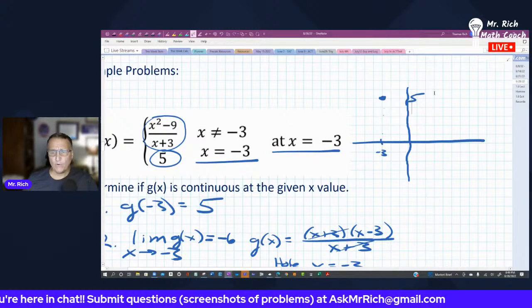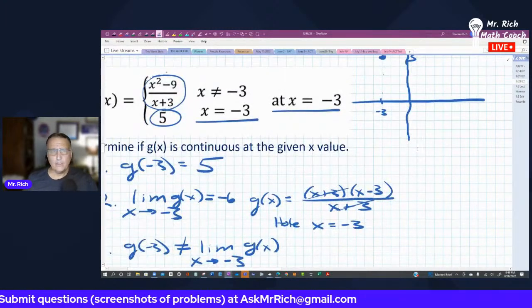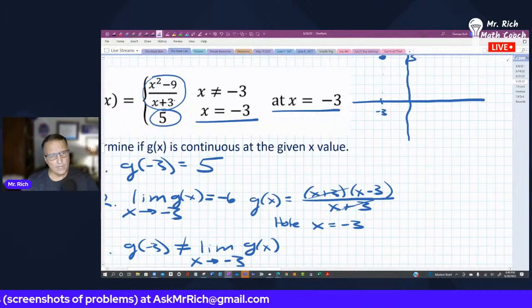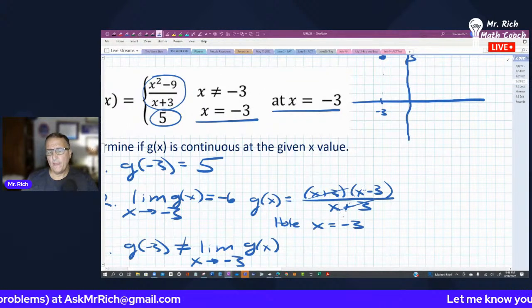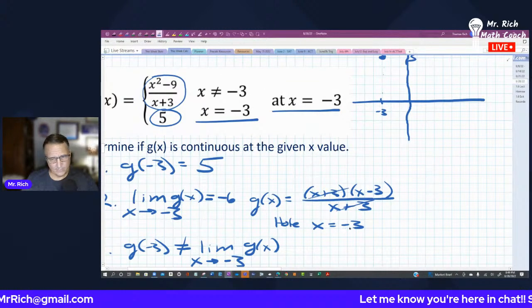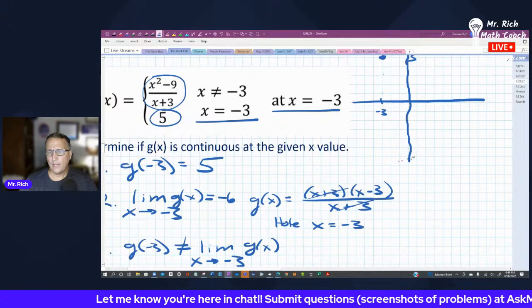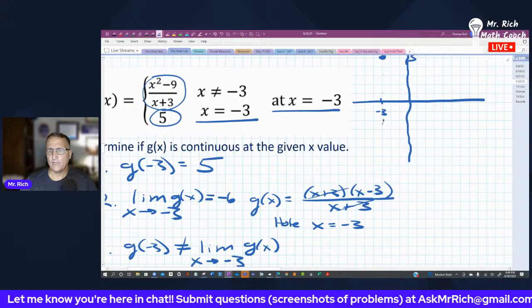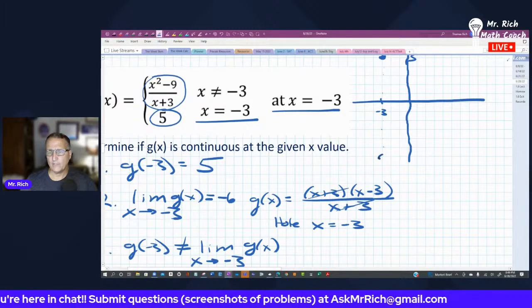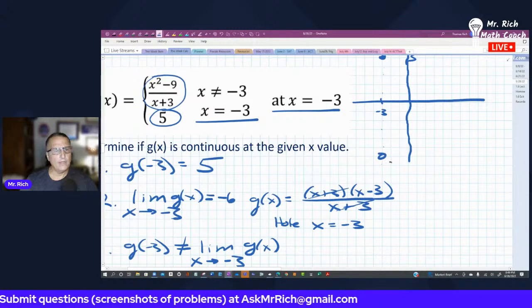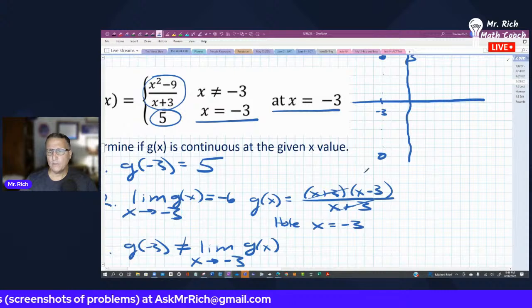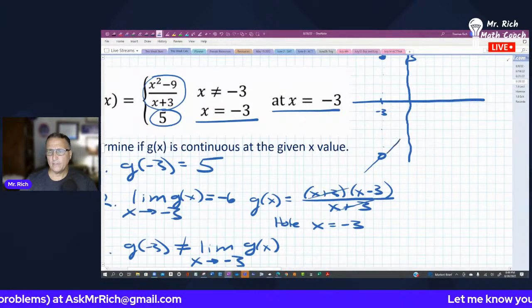However, we have a hole at -3 of x squared minus 9 over x plus 3. And that hole is located at, as I said, -3, which would also be at -6. So there is a hole down here at -3, -6. And this function would be coming through like this.